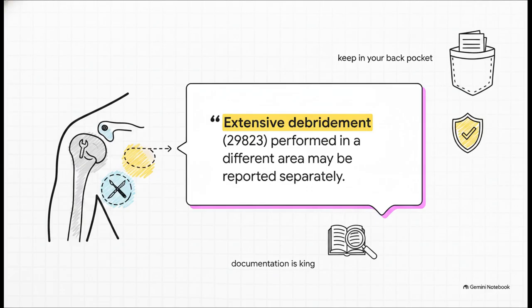Specifically, extensive debridement, that's code 29823, performed in a completely different discrete anatomical area of that exact same shoulder, can be reported separately alongside the Mumford procedure, 29824. Documentation is king here, folks. The operative report has to clearly distinguish the separate anatomical areas being treated if you want to bypass the edit.